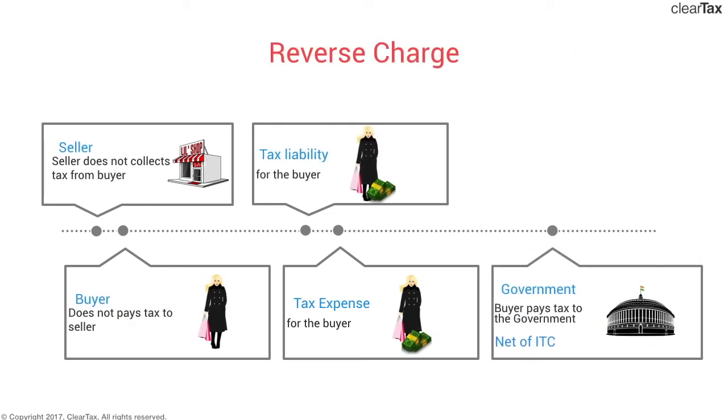Under reverse charge, what changes is the liability to pay tax to the government. The seller will not collect any tax from the buyer. It is the buyer's liability to remit tax to the government. The tax expense is still for the buyer.